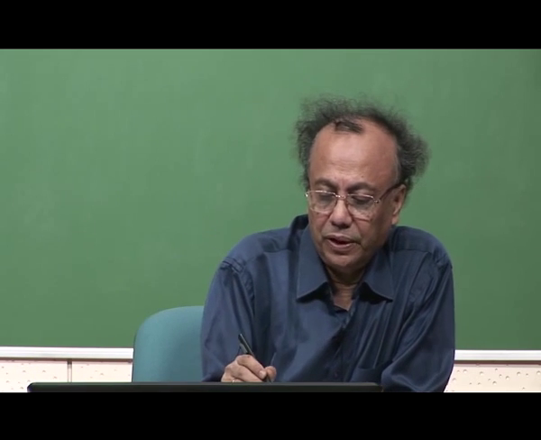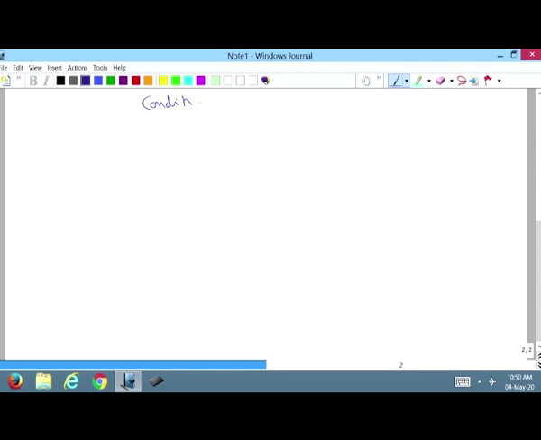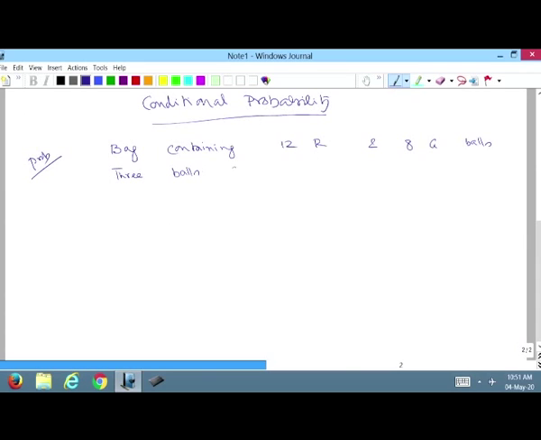If you remember, we are working on conditional probability, and in particular we are working on the following problem: there is a bag containing 12 red balls and 8 green balls. 3 balls are drawn in succession without replacement.